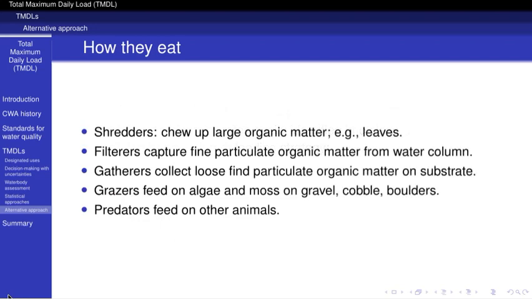Shredders feed on large particles such as leaves and twigs, the organic material common to headwater reaches that are covered by overhanging riparian vegetation. Filterers capture fine particles of organic matter from the water column with little nets. Gatherers collect loose fine organic particles on the stream bed, and grazers feed on algae and moss growing on rocks on the bottom substrate. Predators feed on other animals.